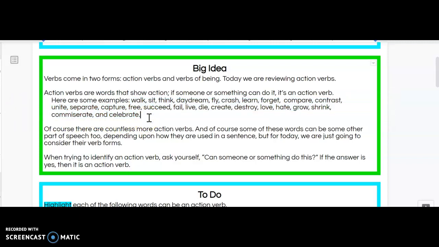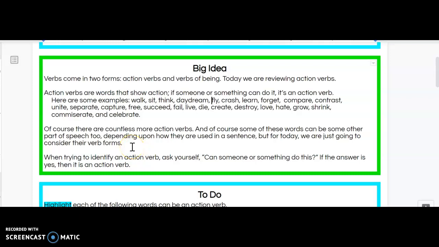All right, so some of these words, just a heads up, they're verbs, but they could also be used as other things too. So here, we can look at fly. Fly is certainly an action verb. Someone or something can do this. An airplane can fly. A bird can fly, right? But depending upon how it's used in the sentence, it could be a noun, like, don't eat that piece of cake, there was a fly on it, right? A bug. So you have to just take it in context and how it's used in the sentence.